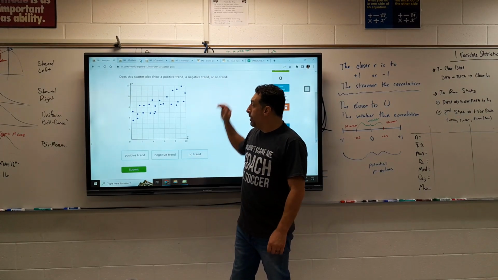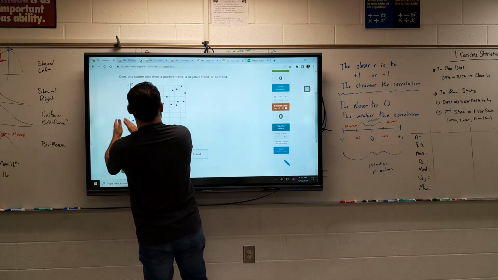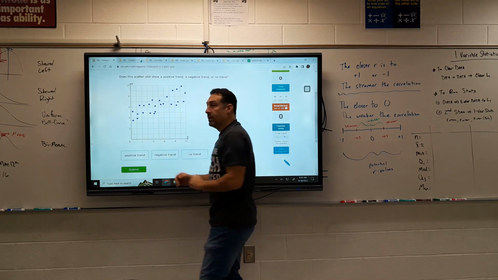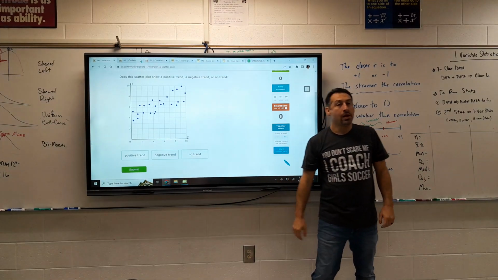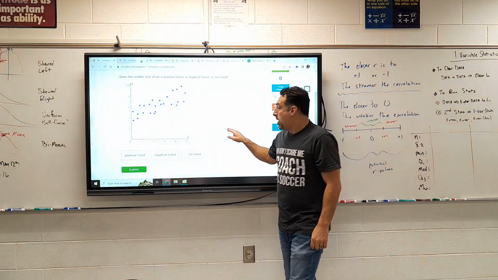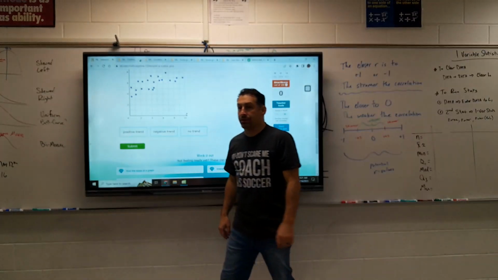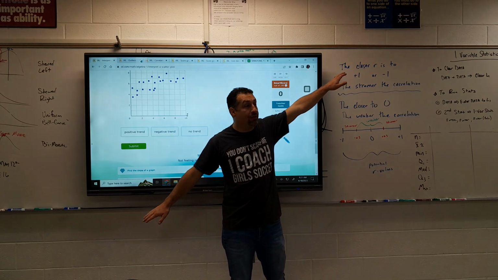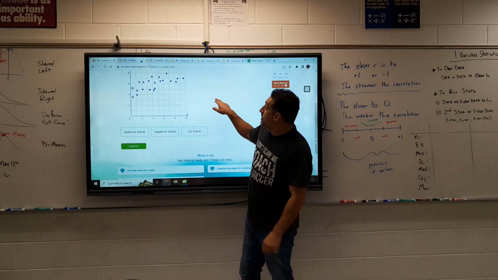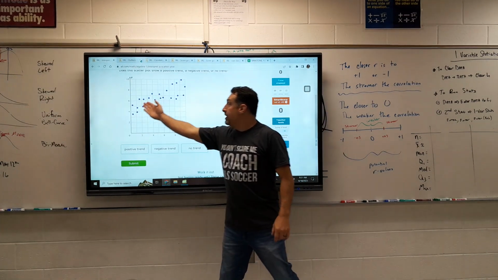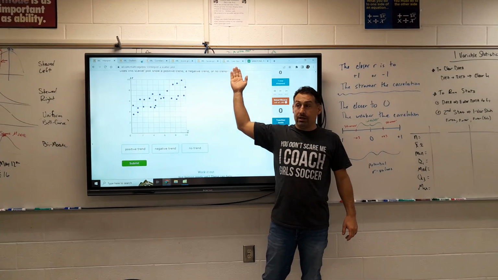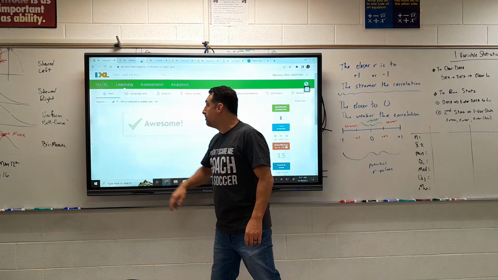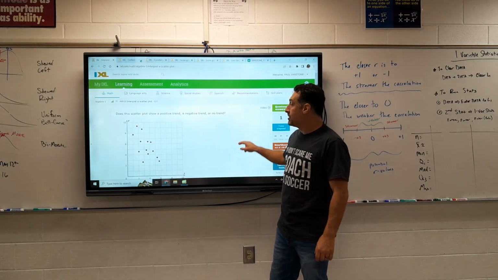Thinking about slope, would you say that this looks like a line that's going up, looks like a line that's going down, or doesn't look like a line at all? Up. Good job. We would then say this is a positive trend. It matches the slope. If slope is positive, it looks like this. Same thing with trends. It's trending up. Then we'd click positive trend, hit submit, and we'd be like, great job, guys and gals.